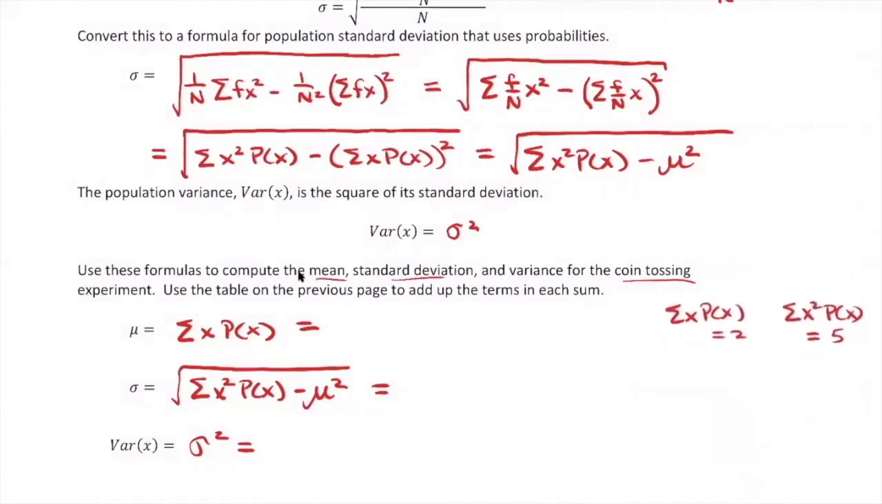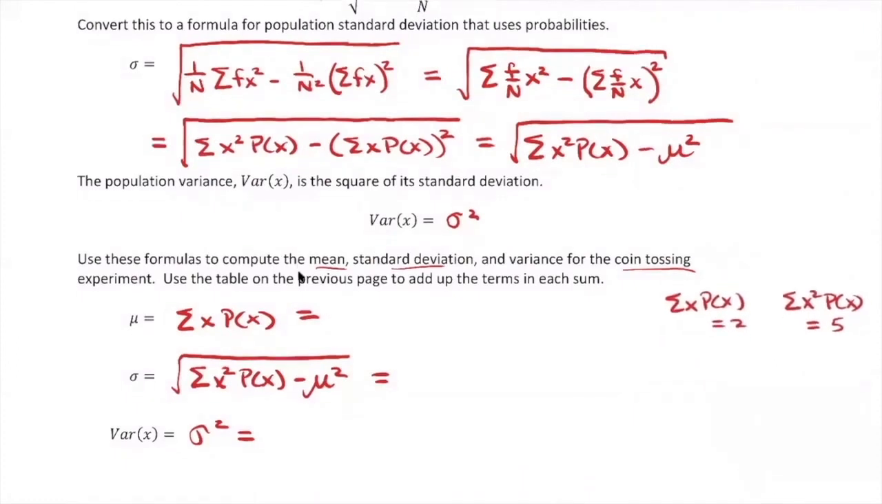Okay, so the sum of x times p of x is the mean. So the mean is 2. That is a lot of work to figure out something that's absolutely obvious. If somebody says, drop 4 coins, what's the average number of heads? 2. No kidding.